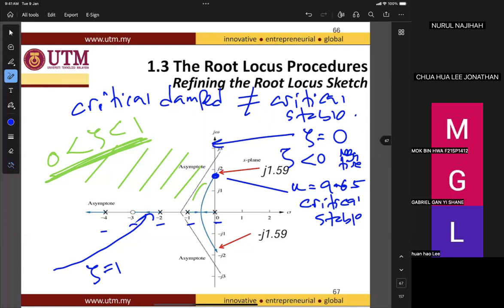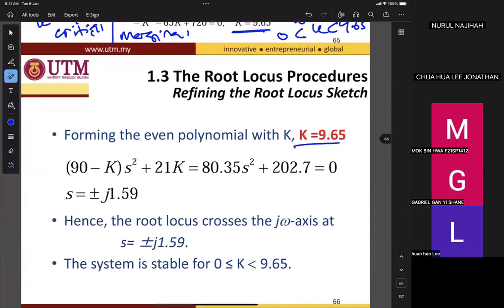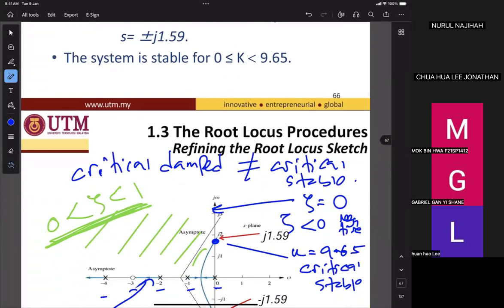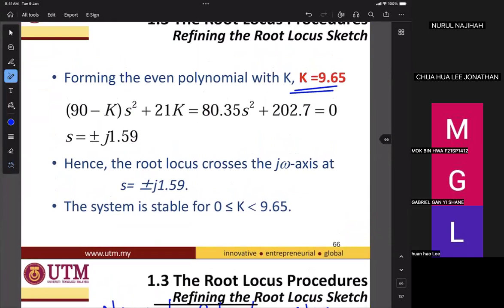It's not the same thing. Most students said that zeta 1 is critical damp or critical stable. Actually, it's wrong. Please take note about that. When K is equal to 9.65, the system is critical or marginal. So we use this K.